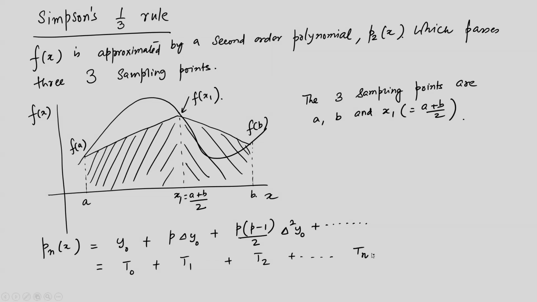So, that is the nth order polynomial, and we are only going to consider the first 3 terms, that is T 0, T 1 and T 2, which are written above. So, we are going to do an integral using these 3 points, which is f of a, f of x 1 and f of b. So, delta y 0, which is a slope, will be calculated using 2 of these points, and the delta square, which is the second derivative, will be calculated involving all the 3 points.